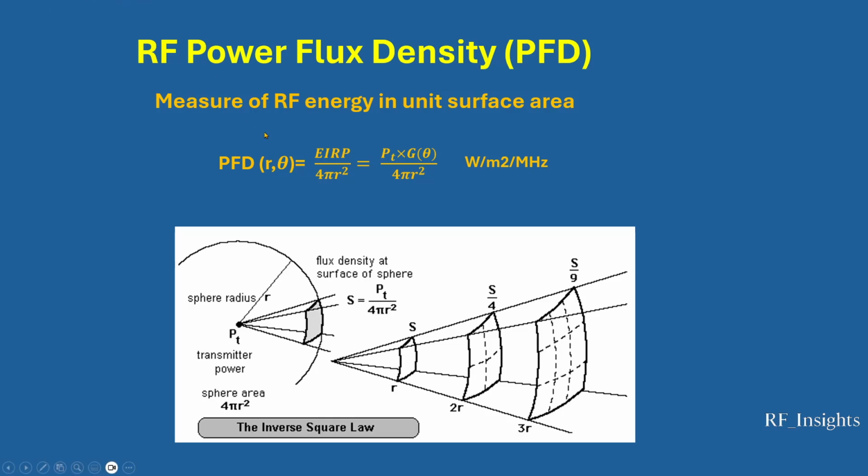If you look at this image here on the screen, if there's a point source radiating in all directions, and you move away, at r distance from this source, the amount of RF energy that is passing through this unit surface area can be calculated by dividing the transmit power over the surface area of the sphere here, right?